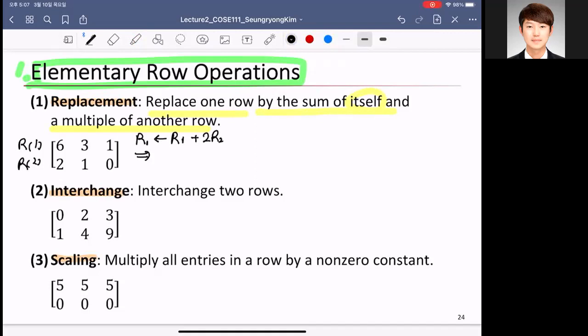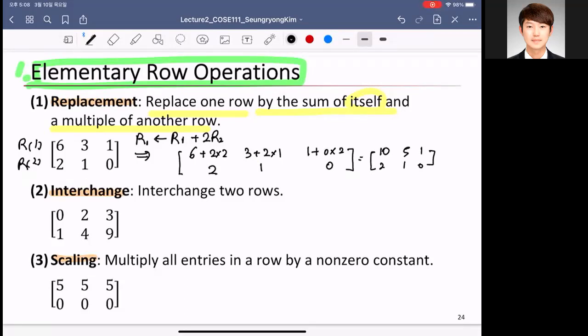in this case, our new R1 is going to be 6 plus 2 by 2, and 3 plus 2 by 1, and 1 plus 0 times 2, right? And the second row is 2, 0, 1, right? And our new matrix is going to be 10, 2, 5, 1, 1, 0, right? So this is the replacement operation, or operator, right?